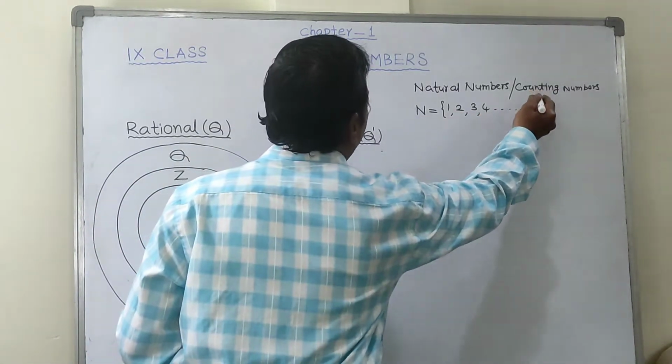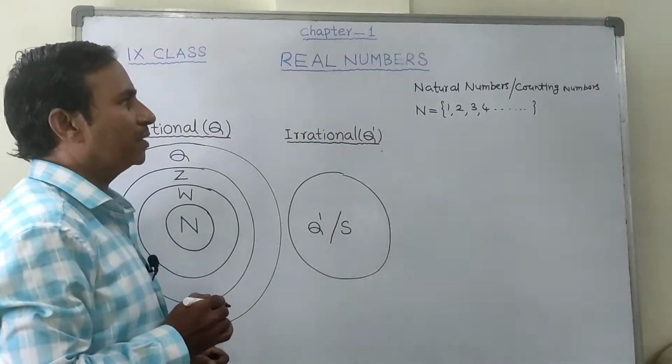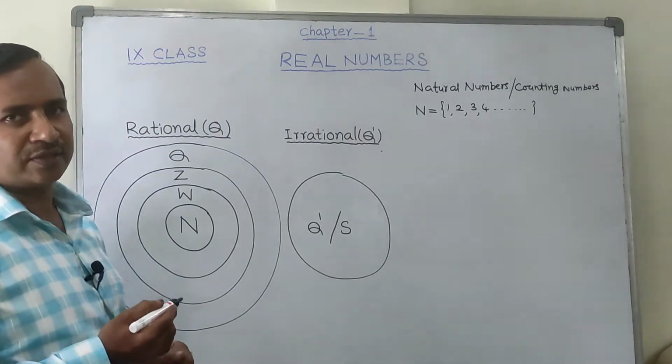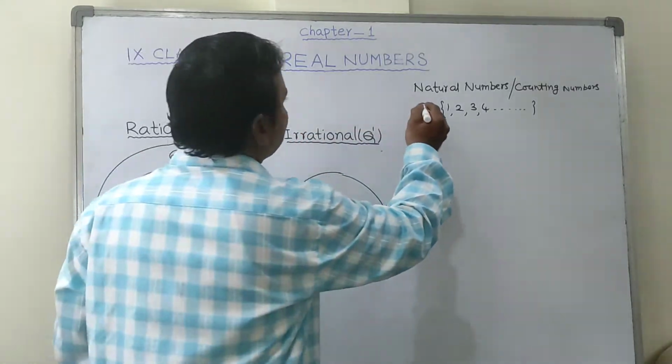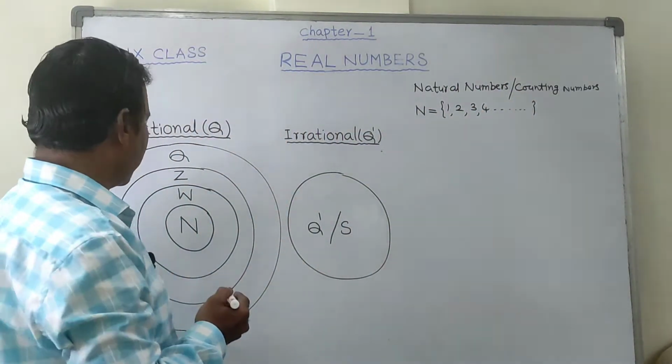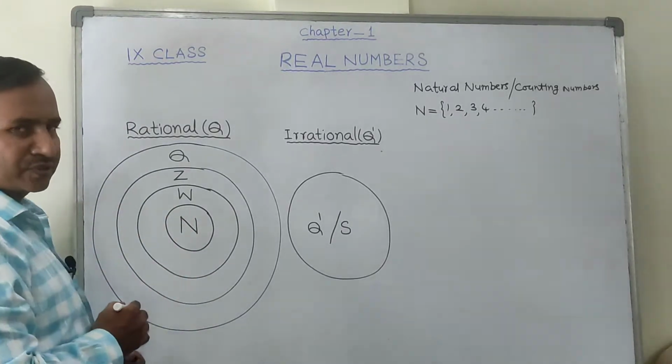Why are these called counting numbers? Means to count any objects we start from 1, 2, 3, 4 like that. So natural numbers, another name we can say is counting numbers also. Okay, this is about natural numbers.